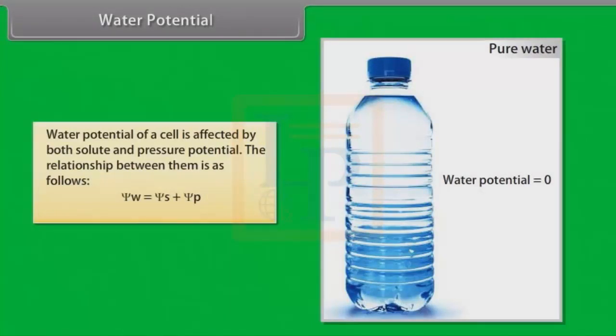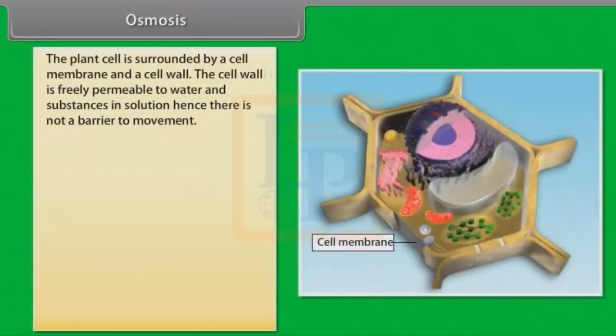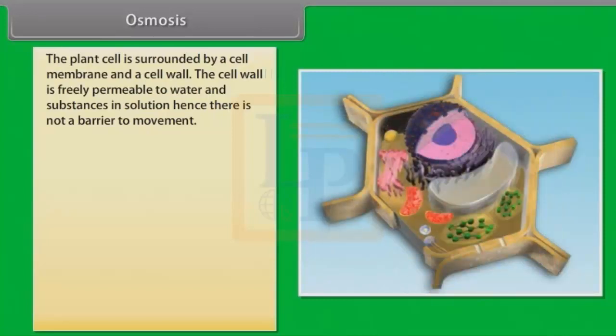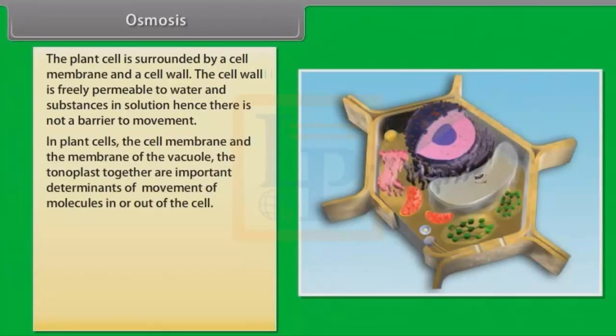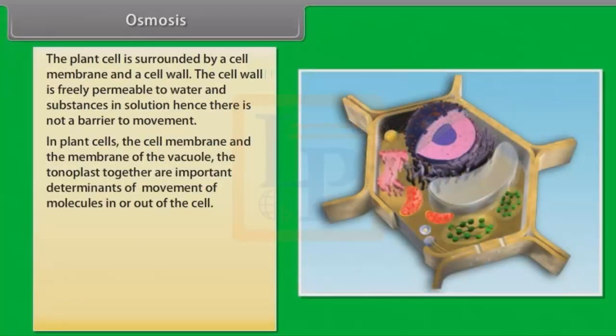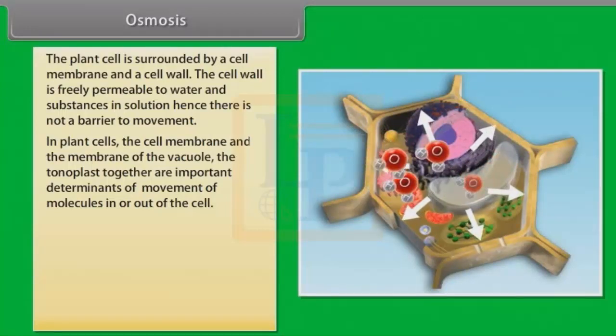Water potential of a cell is affected by both solute and pressure potential. The relationship between them is as follows. Osmosis. The plant cell is surrounded by a cell membrane and a cell wall. The cell wall is freely permeable to water and substances in solution, hence there is no barrier to movement. In plant cells, the cell membrane and the membrane of the vacuole, the tonoplast, together are important determinants of movement of molecules in or out of the cell.